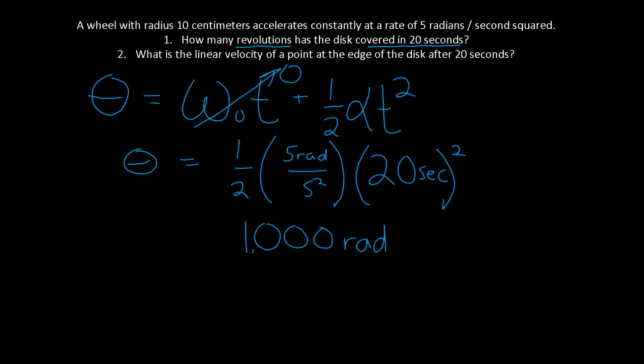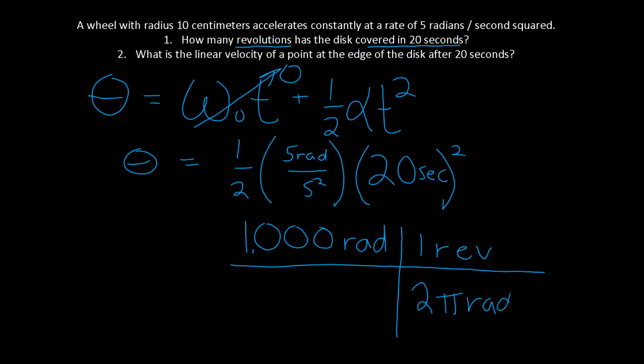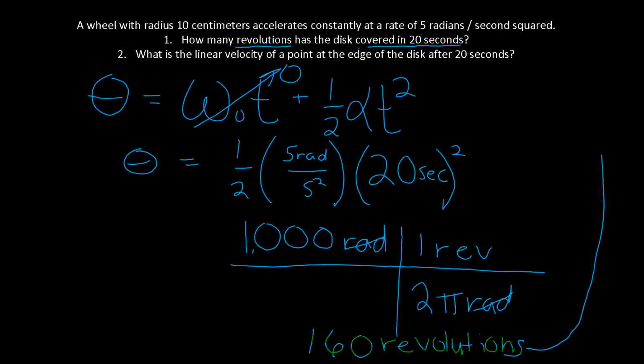And now that we have our radians, the last part's really easy. We want to convert that to revolutions. And we know that 1 revolution is equal to 2 pi radians around a circle. The radians are going to cancel out, and we will divide 1,000 by 2 pi to get approximately 160 revolutions. And that is going to be our answer to part 1 of this problem.